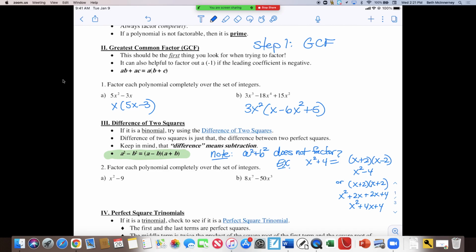So the big idea here is that a squared plus b squared does not factor over real numbers. If I wanted to get into the imaginary, I could get it to work.